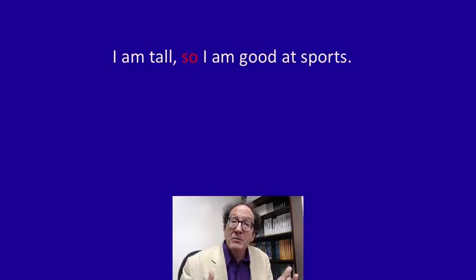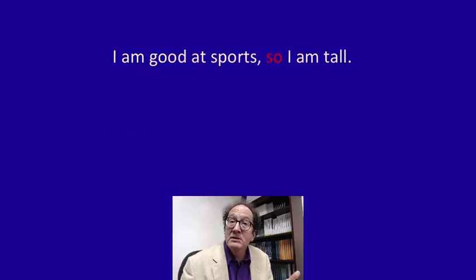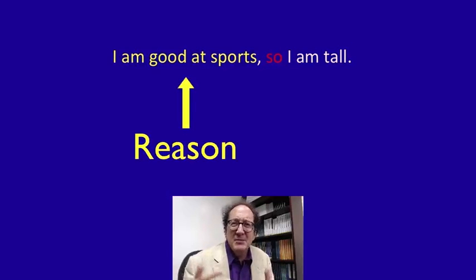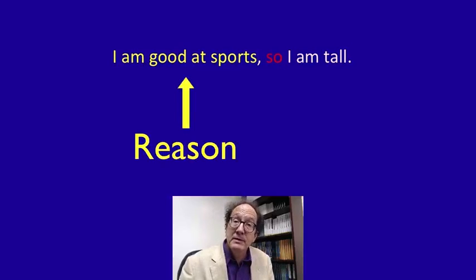If you say, I am tall, so I am good at sports, then you're suggesting that the reason why you're good at sports is that you're tall. But if you say, I'm good at sports, so I am tall, then you're indicating that the fact that you're good at sports is some kind of evidence that you must be tall, maybe because you can only be good at sports if you're tall, which isn't true. That just shows it's a bad argument, but it is an argument because by using the word so, you're indicating that one of the sentences is a reason for the other.